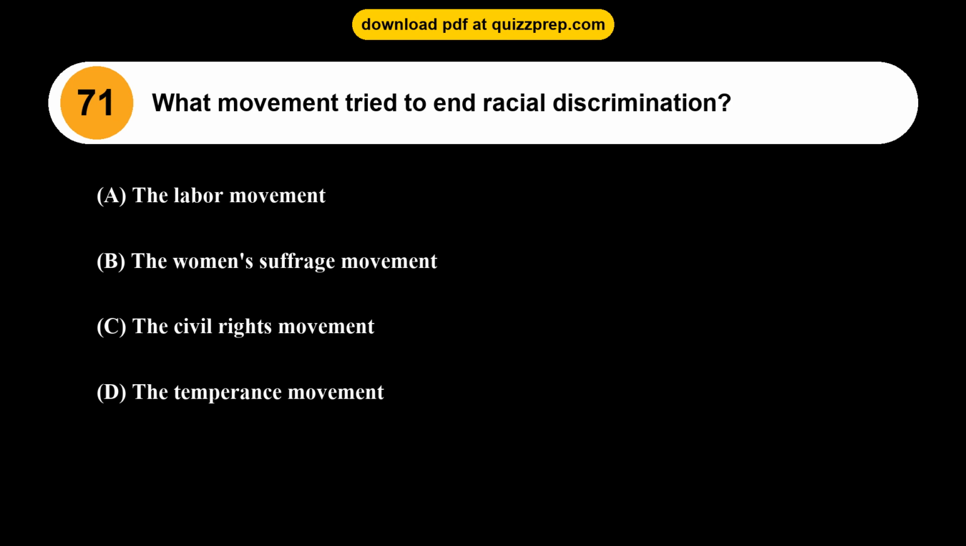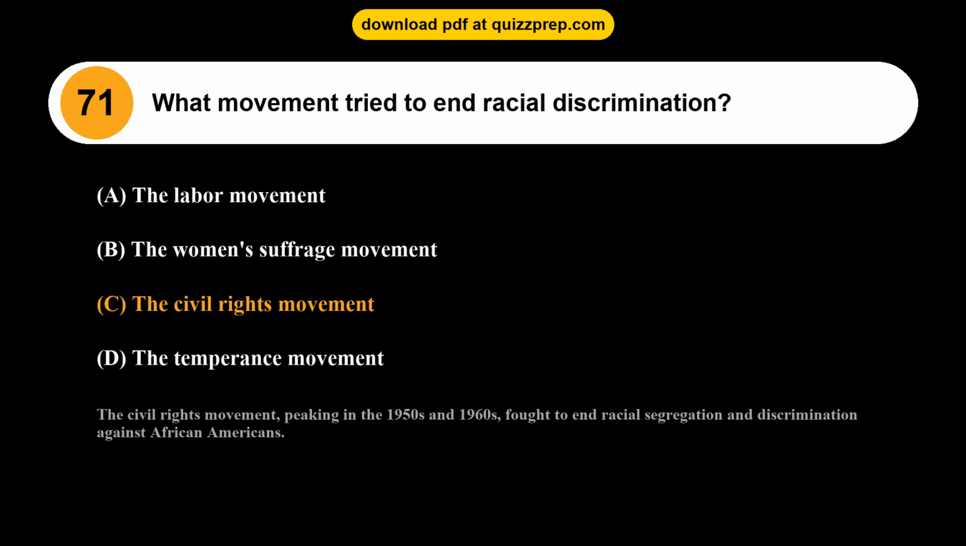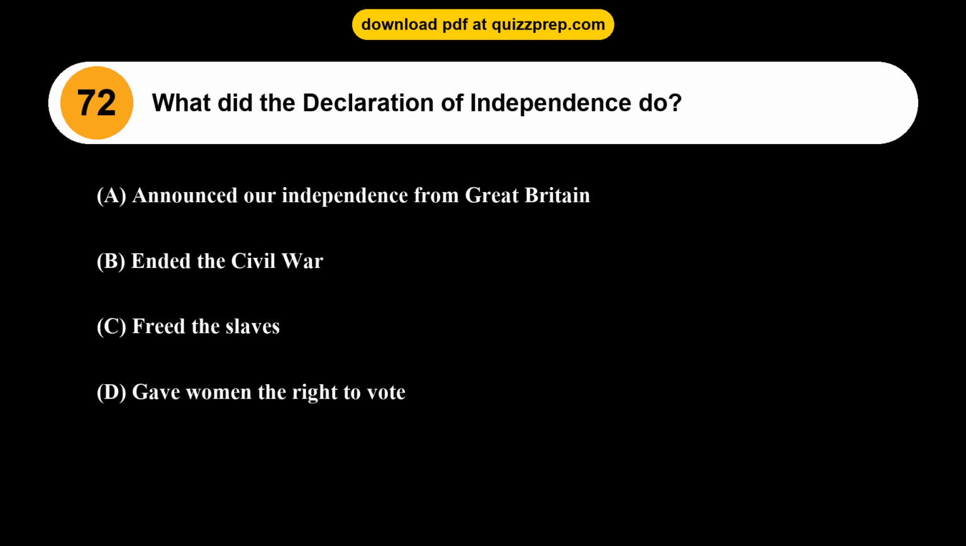Question 71. What movement tried to end racial discrimination? Option A. The labor movement. Option B. The women's suffrage movement. Option C. The civil rights movement. Option D. The temperance movement. The correct answer is option C. The civil rights movement. The civil rights movement, peaking in the 1950s and 1960s, fought to end racial segregation and discrimination against African Americans.